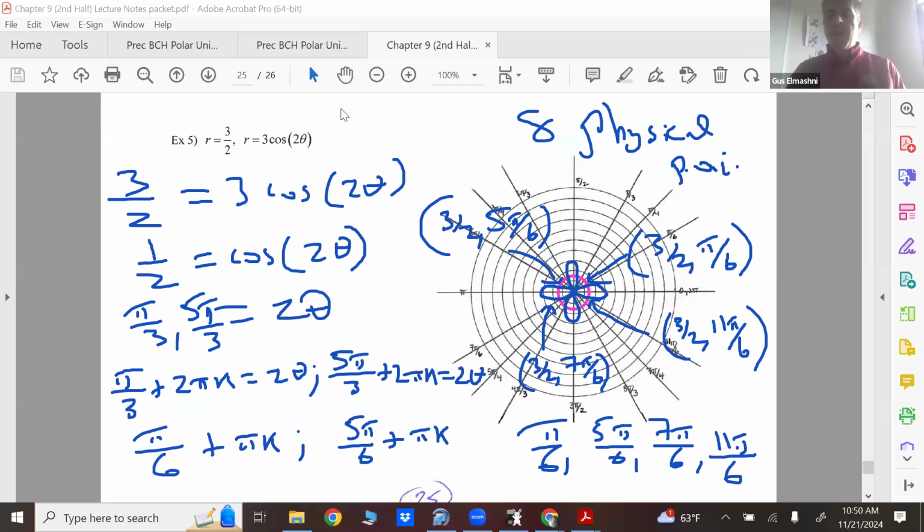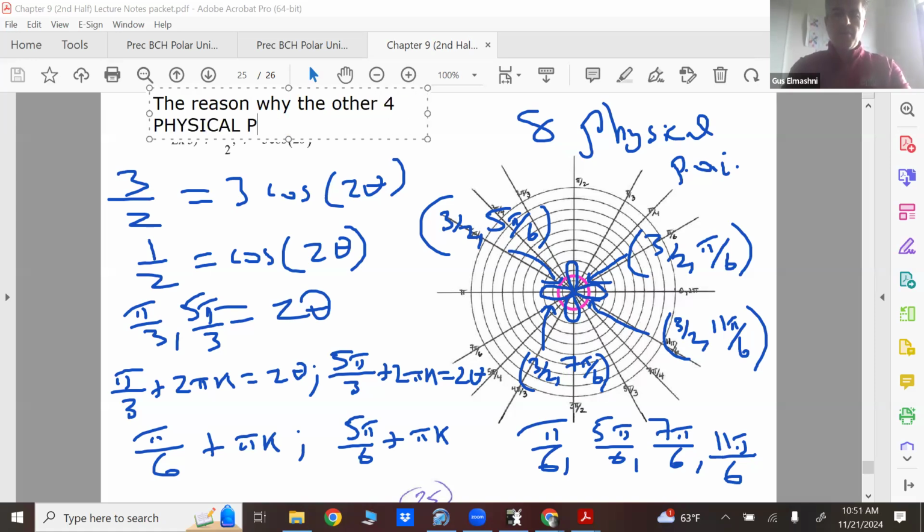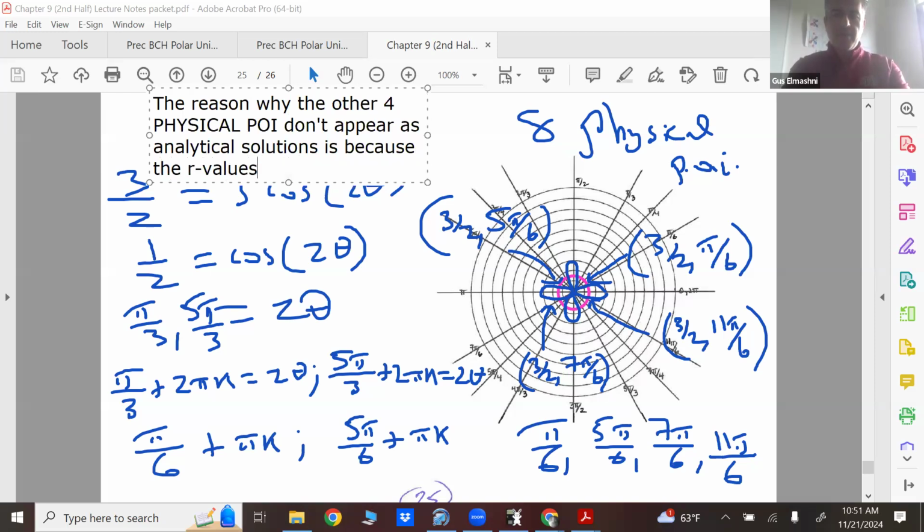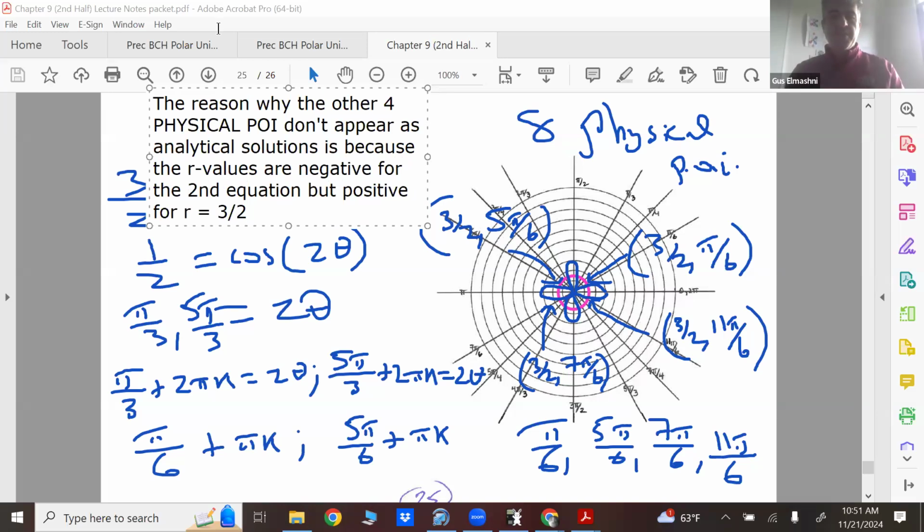Okay, yeah. So the reason why, I'll put it right here. The reason why the other 4 physical points of intersection don't appear as analytical solutions is because it's like 1 for the radius. Yeah, that's what happened, guys.